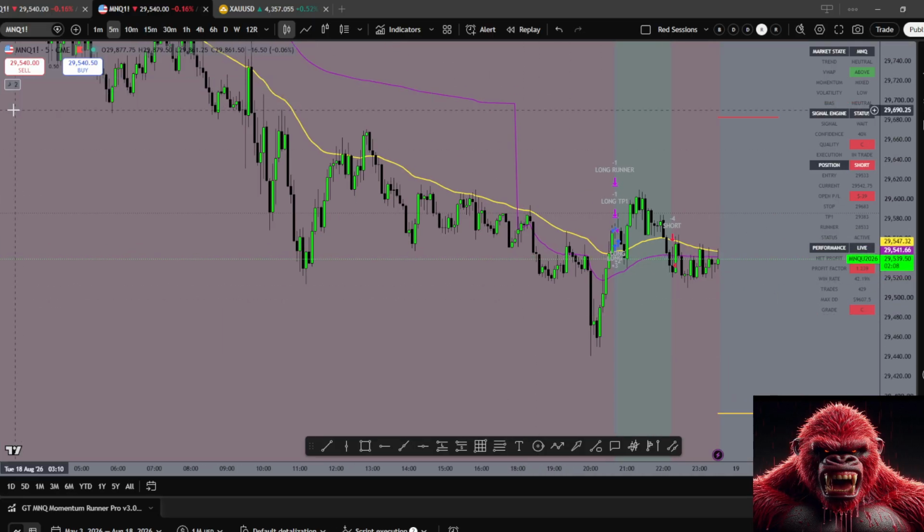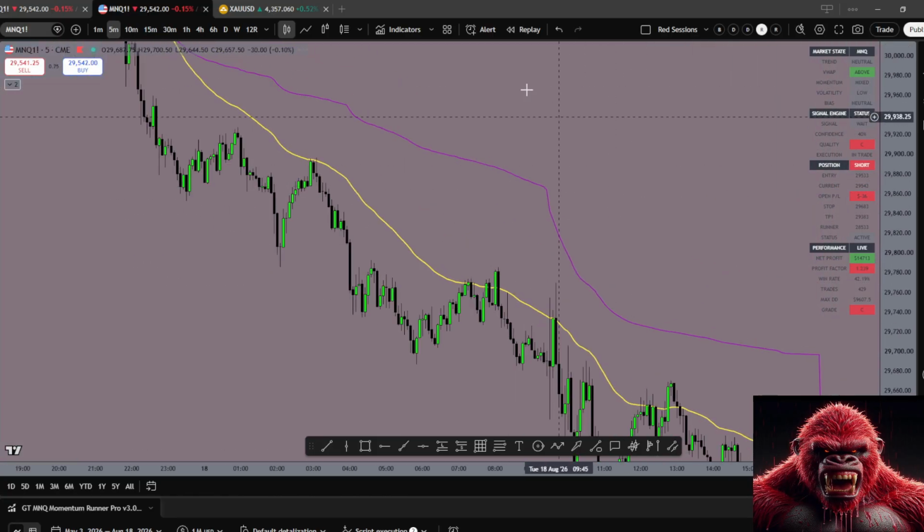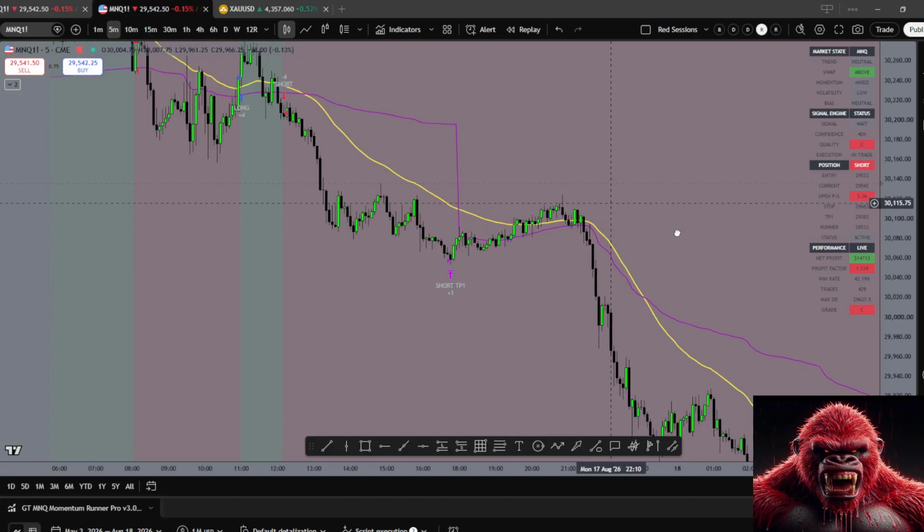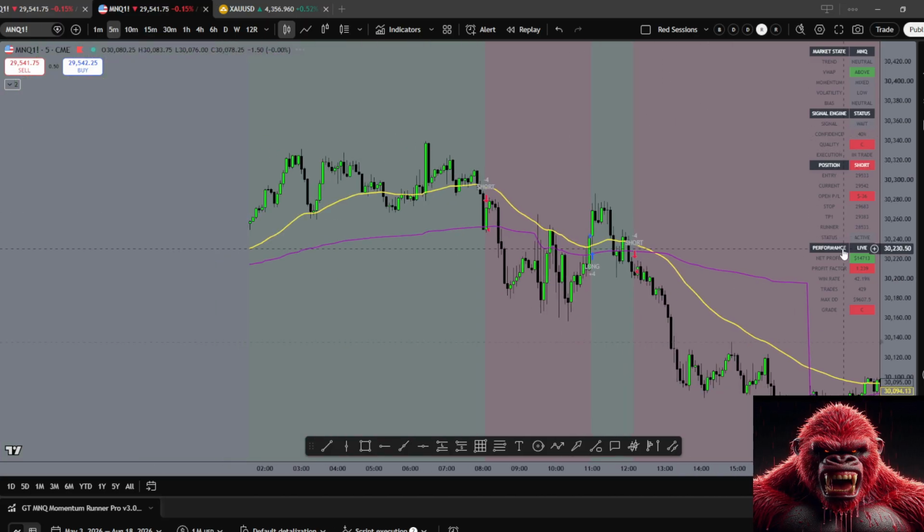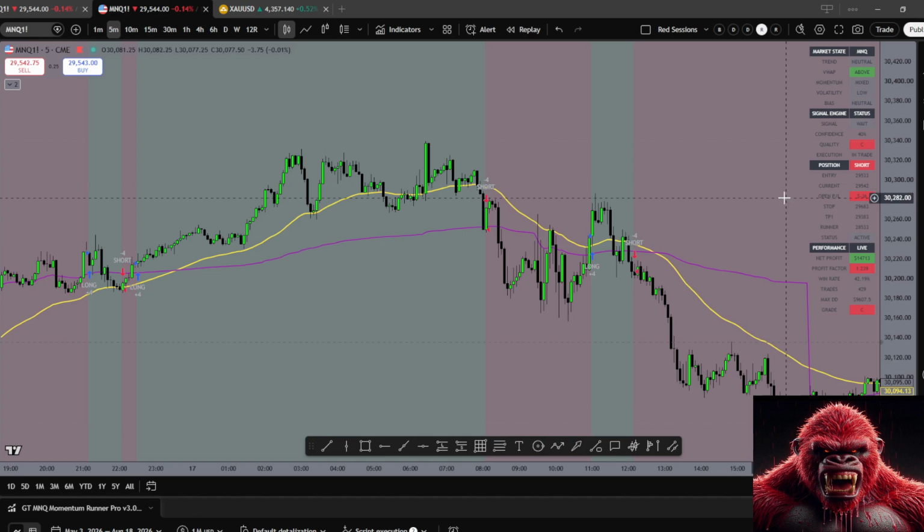Just a couple of pointers when you are trading with this. Some words to the wise, rather. Let me see if I can show you something that's a little more clear.